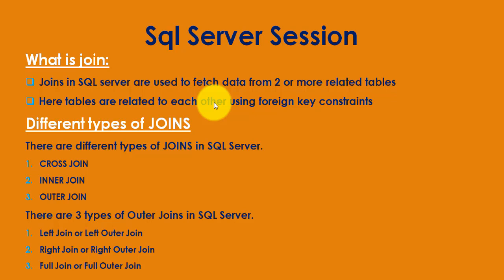Okay, now different types of joins. There are different types of joins in SQL Server. One is cross join, second is inner join, third is outer join. There are three types of outer join in SQL Server: first is left join or left outer join, then right join or right outer join, and full join or full outer join. Outer is just an optional keyword here.